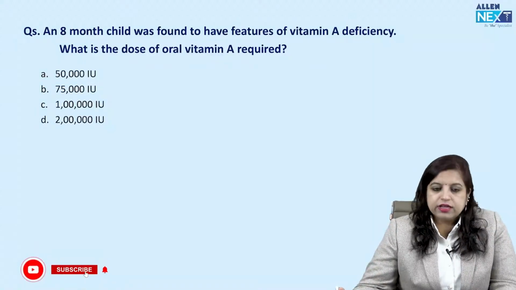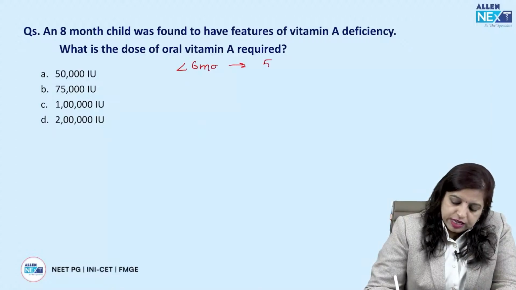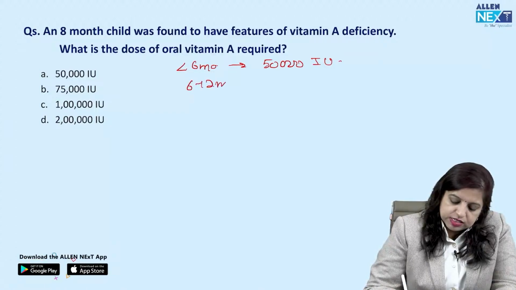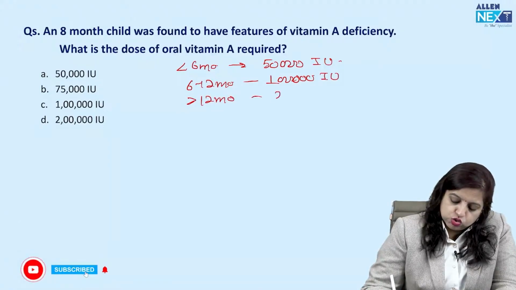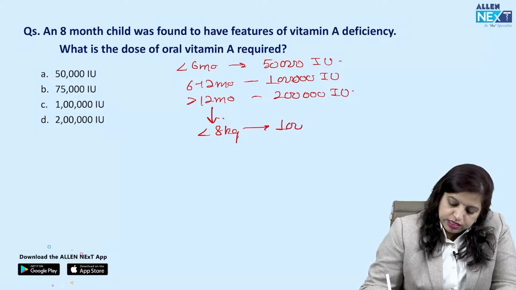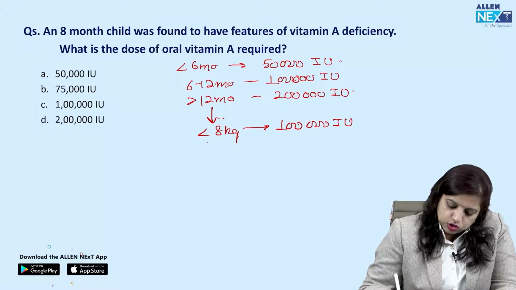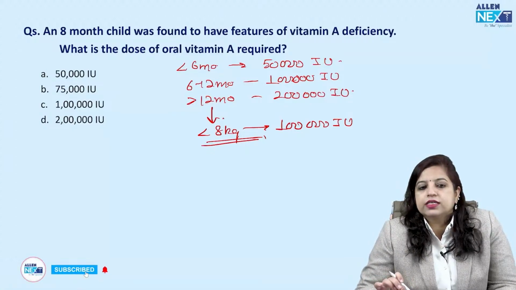So let us quickly recap. For less than 6 months, the dosage of oral vitamin A is 15,000 international units. For 6 to 12 months, it is 1 lakh international units, right? And for more than 12 months, it is 2 lakh international units. Remember, if the child is more than 12 months but less than 8 kg, still we will give only 1 lakh international units because of his less weight. So that caveat should also be remembered by us, right?